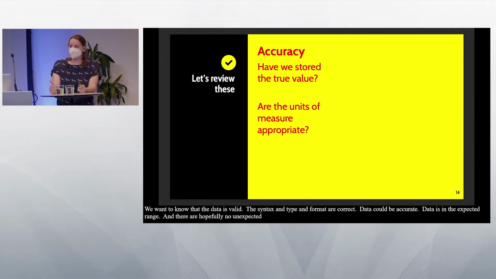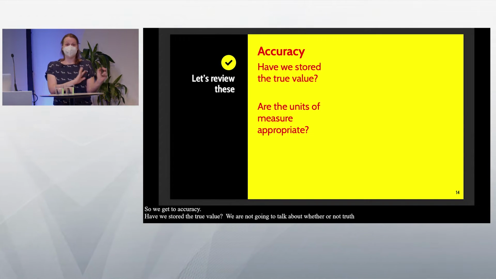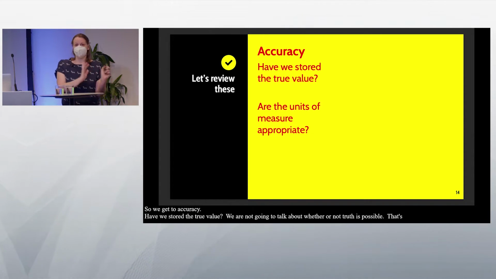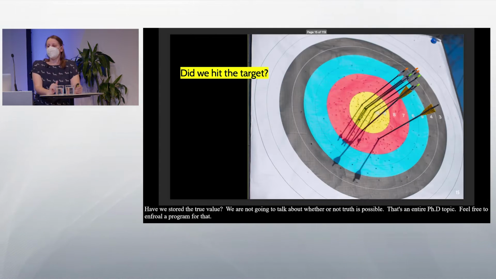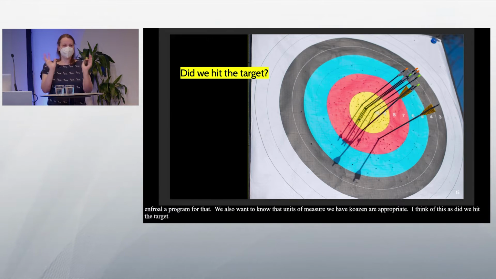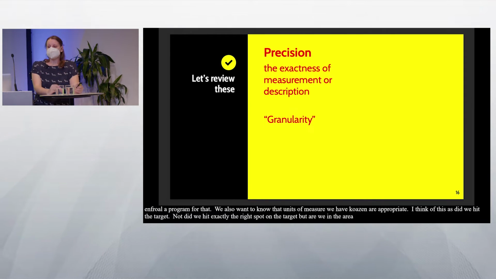Now we get to accuracy. Have we stored the true value? We are not going to talk about whether or not truth is possible. That's an entire PhD topic. Feel free to enroll in a program for that. We also want to know that the units of measure that we've chosen are appropriate. I think of this as, did we hit the target? Not did we hit exactly the right spot on the target, but are we in the area of the target? And then precision is the exactness of measurement or description.